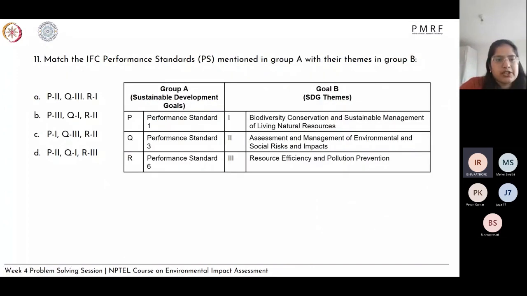So moving on to question 11, match the IFC performance standards mentioned in Group A with their themes in Group B. So in Group A, we have the performance standards from the International Finance Commission. And in Group B, we have the themes relating to these performance standards. So the IFC performance standards are also important. They have 6 performance standards. Okay, we have an answer C.